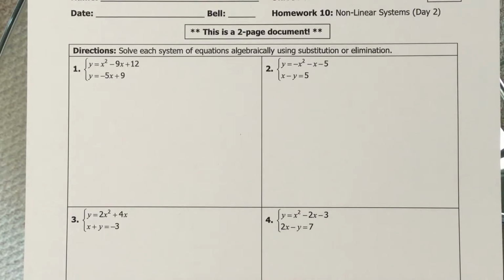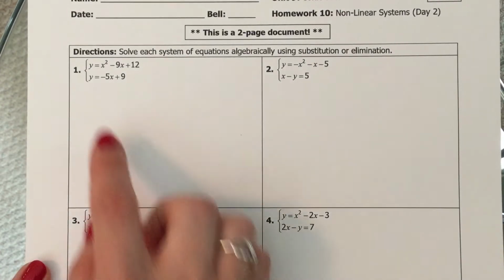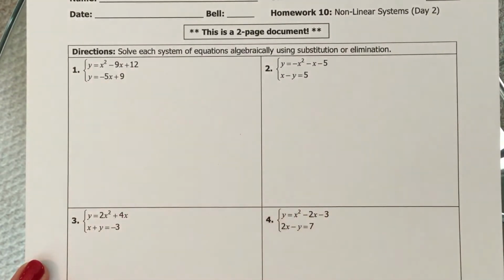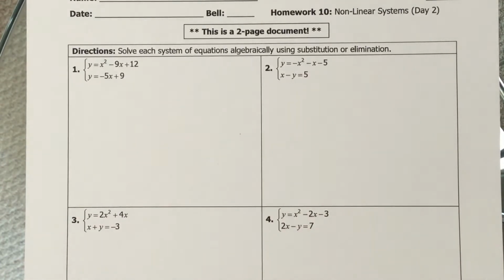Elimination might be easier if, say, both equations have an x squared or both equations have a y squared. All right, so these ones, for number 1, 2, 3, like these, you potentially could use the elimination method, but there's a chance that the substitution method is going to be easier. So let's look at something like number 3.